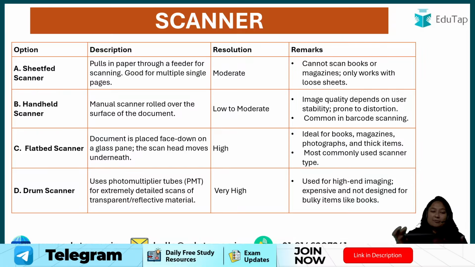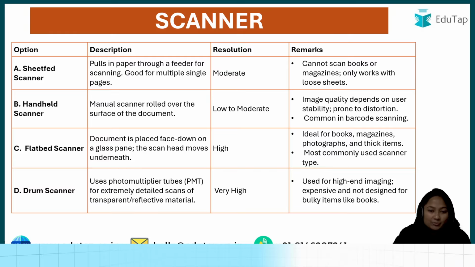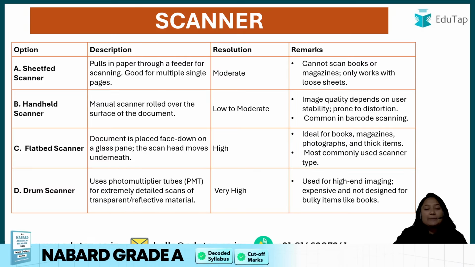Then we have the flatbed scanner. Now flatbed scanner, what happens? We have a panel like this, and over this we put the paper, it gets scanned, and then we remove it. So this is basically your flatbed scanner.